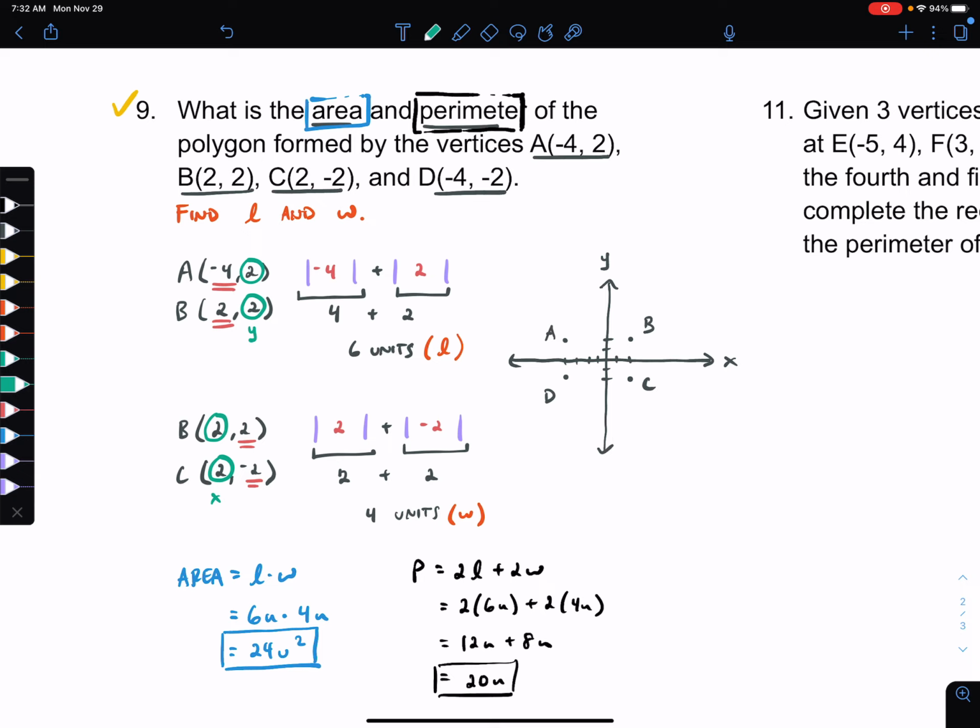So where's the rectangle we're talking about? So A to B tells us the length. B to C tells you the width. So we knew that this was going to be 4 units. We knew this was 6. This is 4. This is 6. So if you want to count up the perimeter, go for it. But 6 times 4 does get 24. And then 6 plus 6 plus 4 plus 4 does get you 20 units.